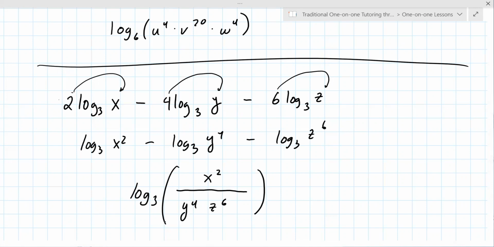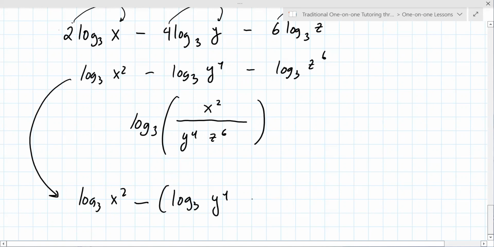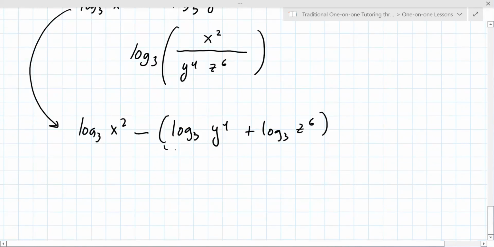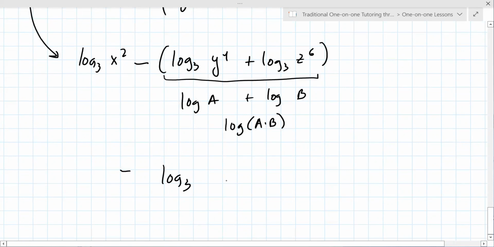How come the y goes on the bottom? Okay, so let's look at this line right here. Watch the following. I'm going to take out a negative from both of the second term and the third term. So it's minus log base 3 y to the 4th plus log base 3 z to the 6th. Now inside parentheses, you've got a log a plus log b situation, which becomes log a times b. So it becomes log base 3 y to the 4th z to the 6th.